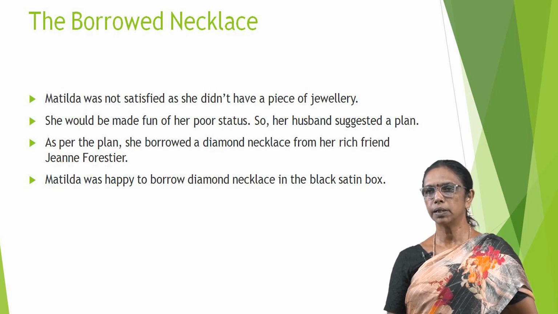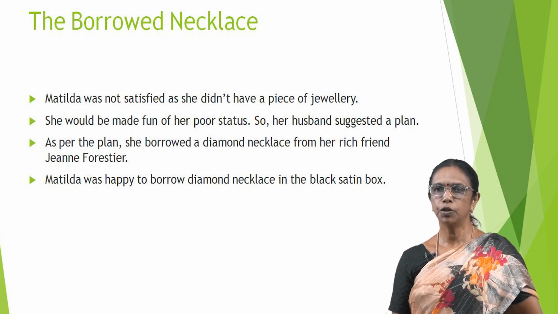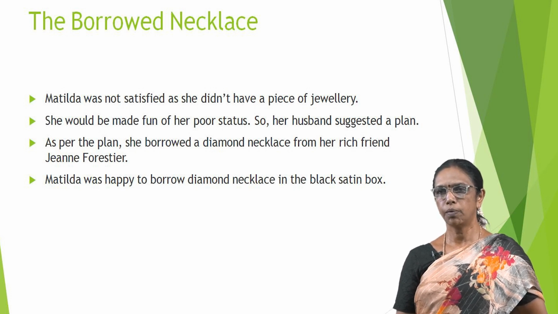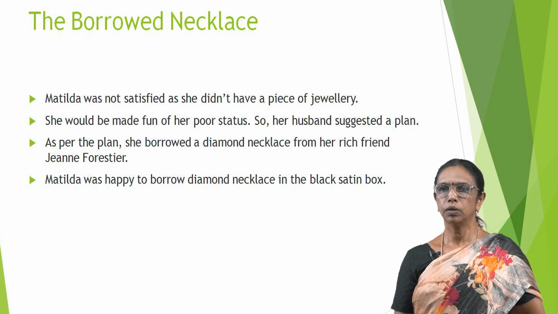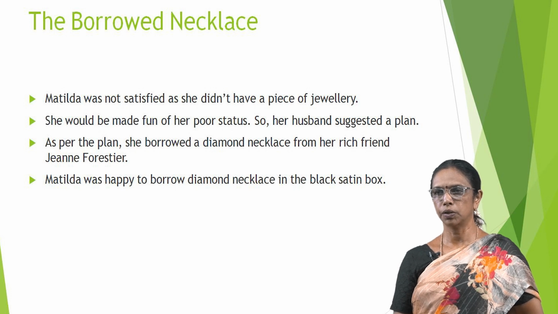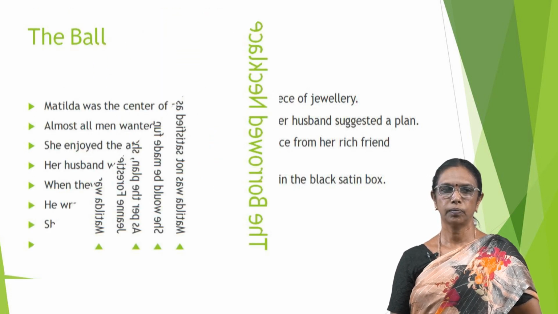So her husband suggested a plan. As per the plan, she borrowed a diamond necklace from her rich friend Jenny Fostier. Matilda was happy to borrow the diamond necklace in the black satin box. So she went to her friend's house and got a diamond necklace from her friend Jean Fostier.